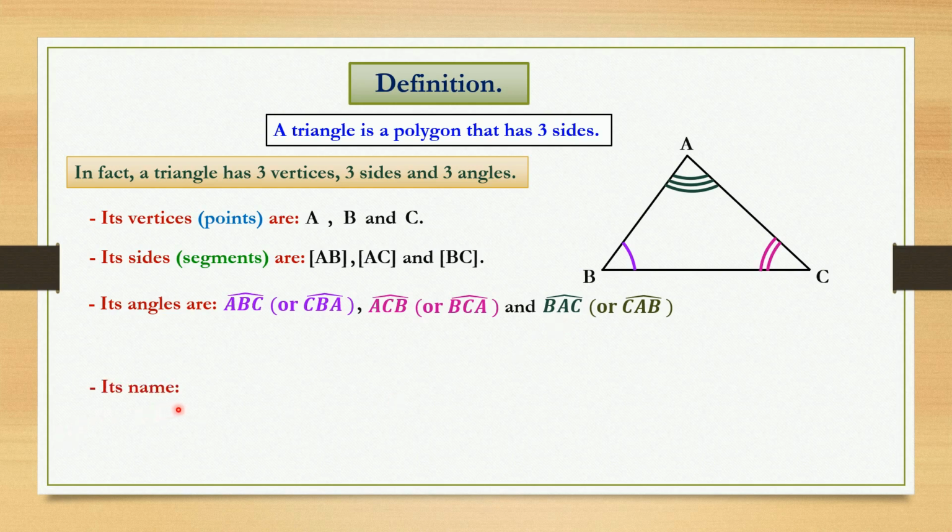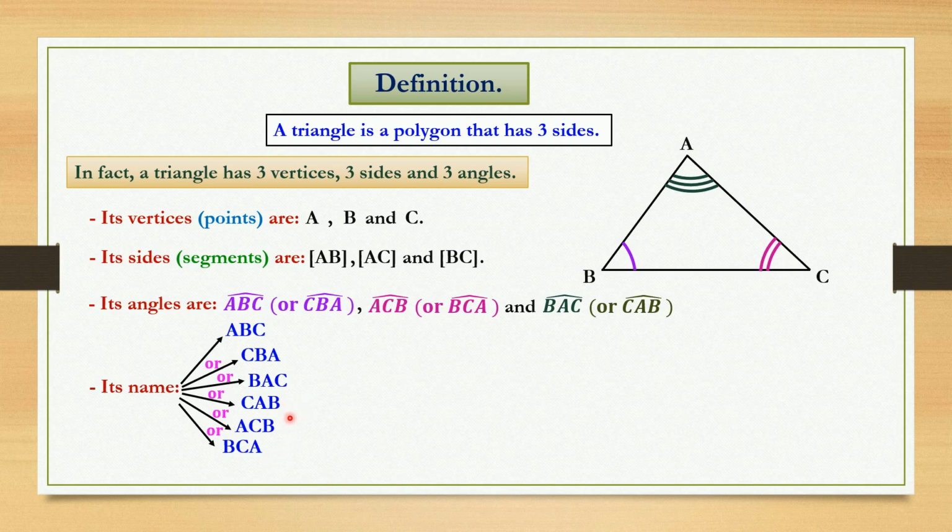Now its name. How do we name a triangle? When you name a triangle, for example, here we can name it ABC. Also, you can name it CBA. You can also name it BAC. You can name it also CAB or ACB, or finally BCA. So you can name a triangle in 6 different ways.